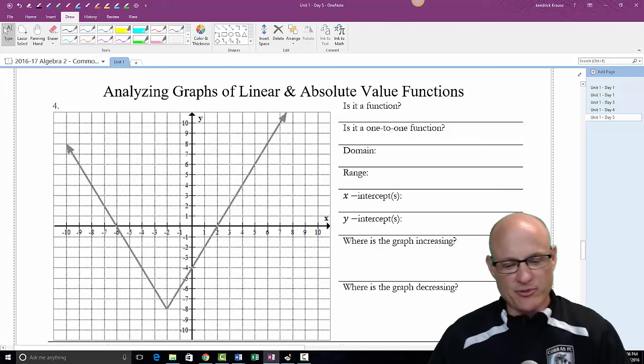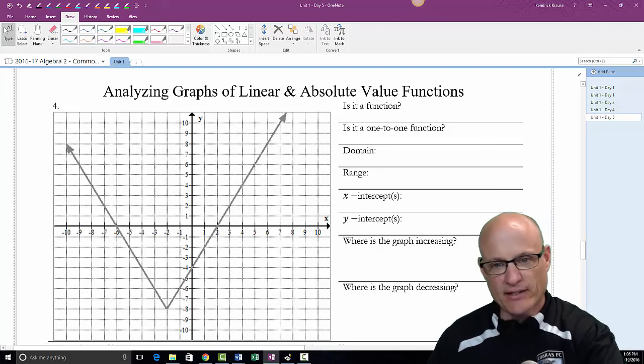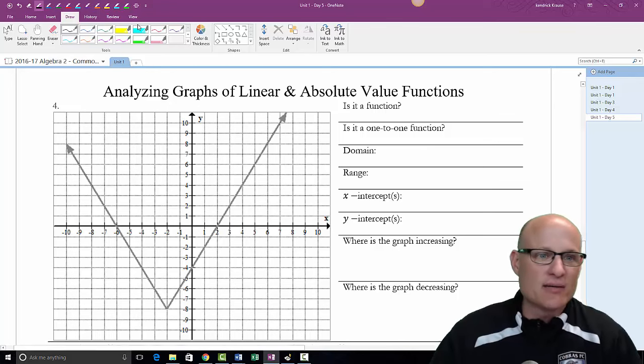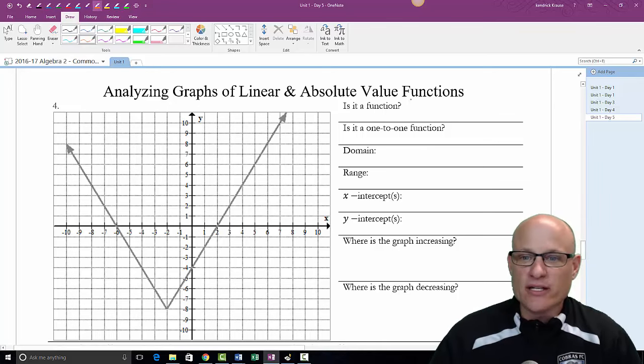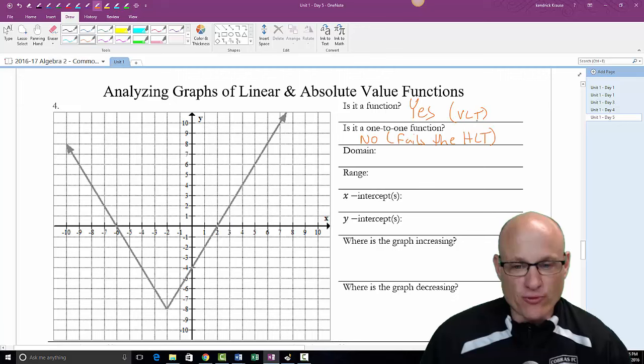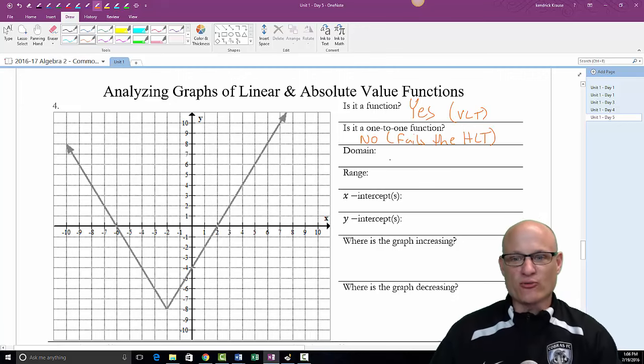All right, so we did absolute values yesterday, so let's go back to them. Is this a function? Yes, it passes the vertical line test. Is it a one-to-one function? And by the way, it's because it passes the VLT. No, it is not, because it fails the HLT. Domain, it goes forever and ever to the left. It goes forever and ever to the right.